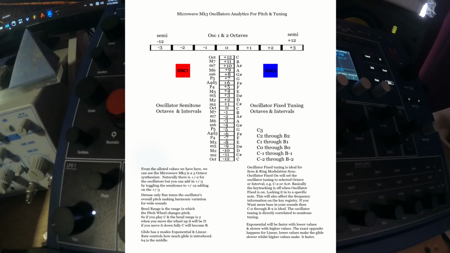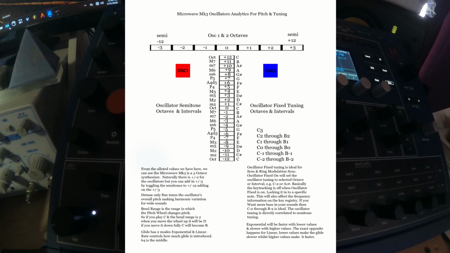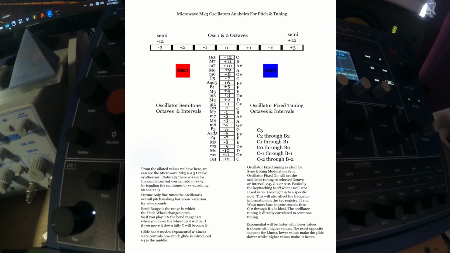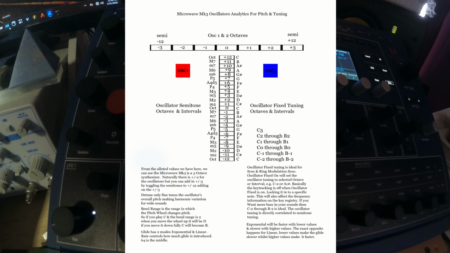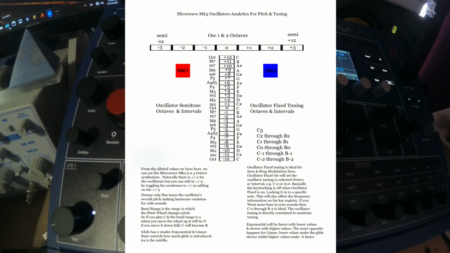That window that you see here, this graph that you see on screen, will show you the same exact tuning octaves and intervals. As far as the glide is concerned, there are exponential and linear modes. If you set the rate right to the middle, 64 is the middle. Exponential will be faster with lower values and slower with higher values. And the exact opposite happens for the linear. Lower values make the glide slower, while the higher values make it faster. 64 is the center point, zero crossing.